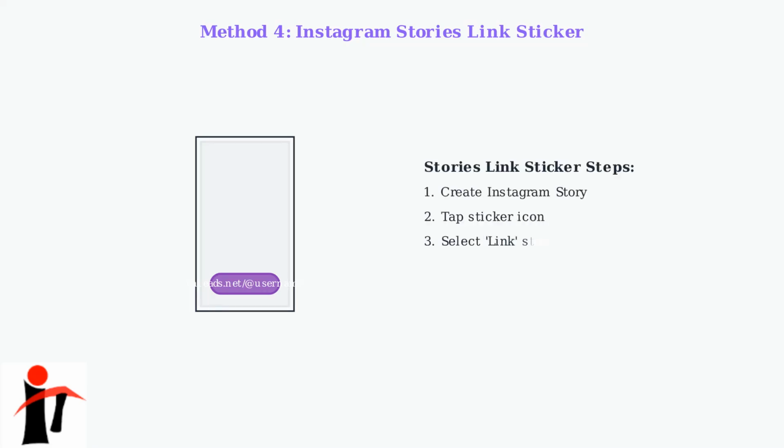This feature allows you to add clickable links directly to your stories, promoting your Threads content to your Instagram audience. To use this method, create an Instagram story, tap the sticker icon, select the link sticker, add your Threads URL, customize the appearance, and share to your story. This creates temporary but highly visible promotion.